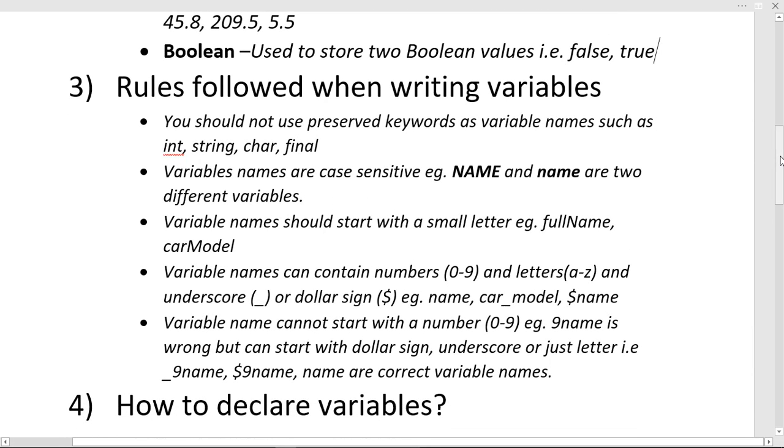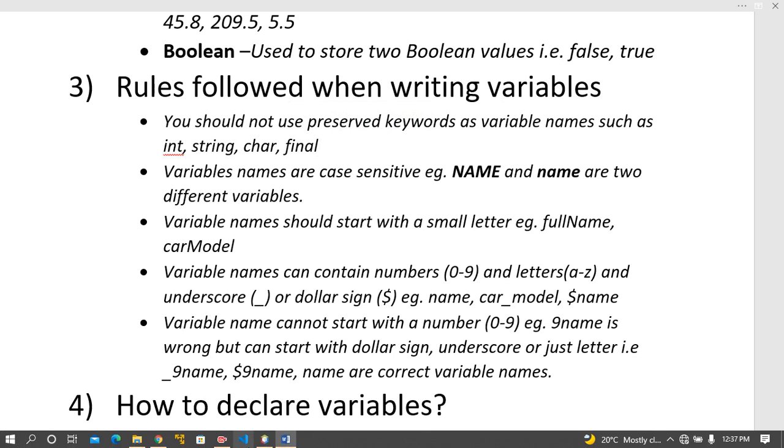Before we start working on variables, you need to know that there are some rules that are followed when you're writing your variable names. Now, you should not use reserved keywords as variable names. Like we have discussed above, these are some of the reserved keywords in Java. We have int, string, char, final. You should not use any of these as a variable name.